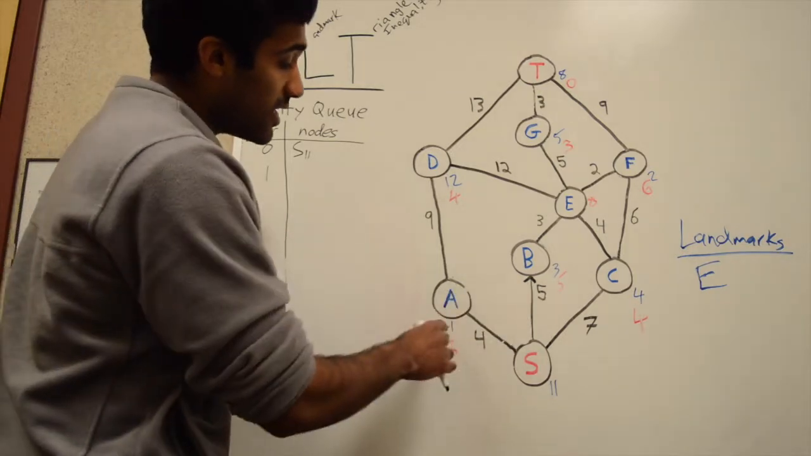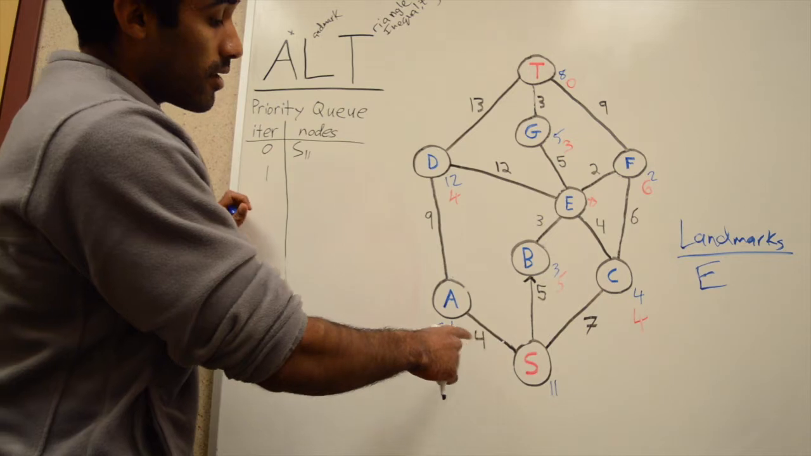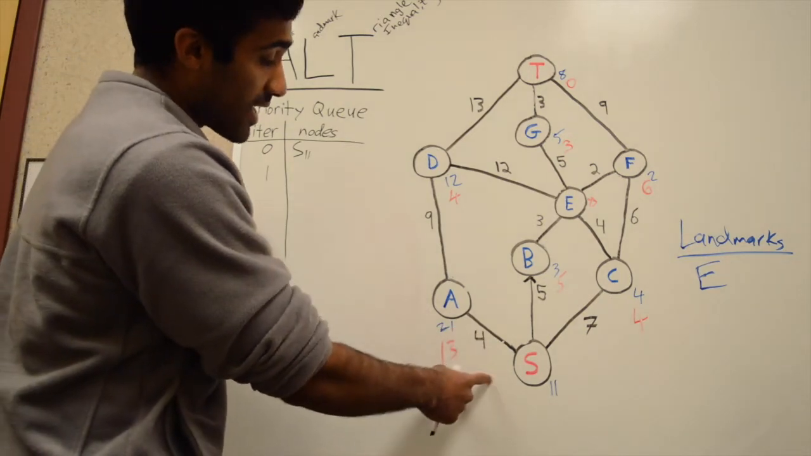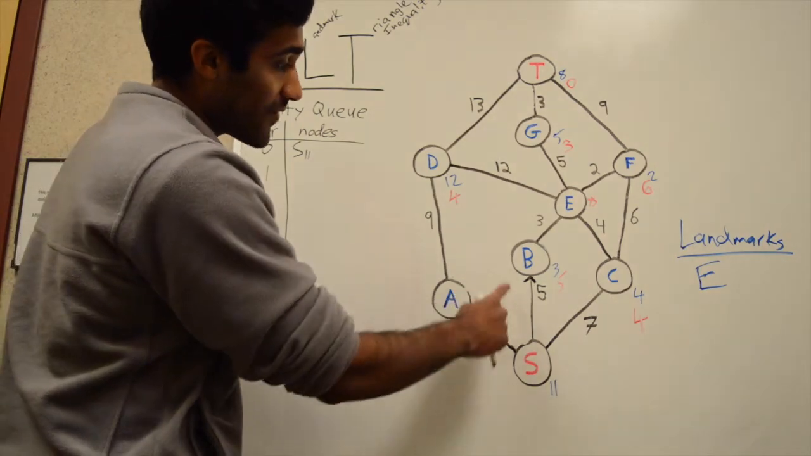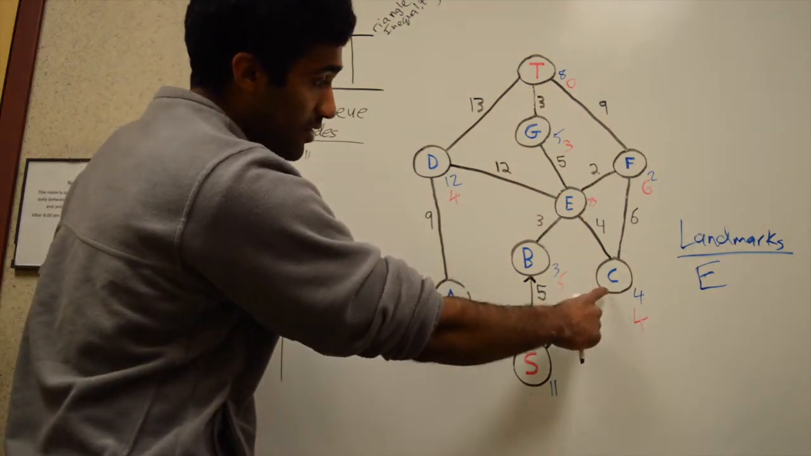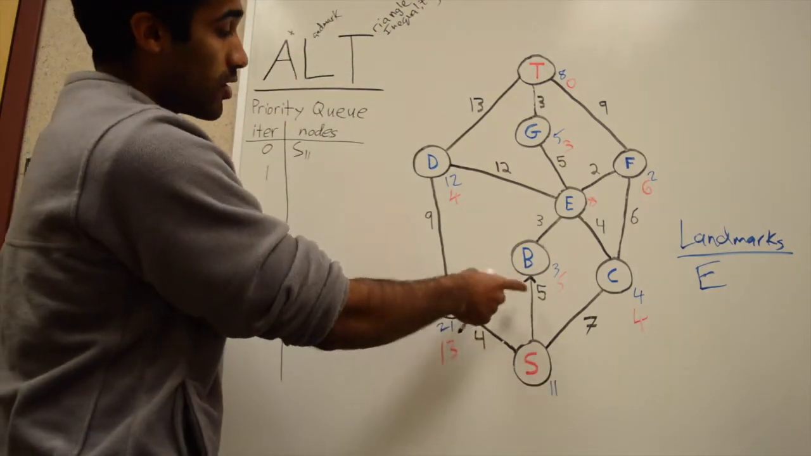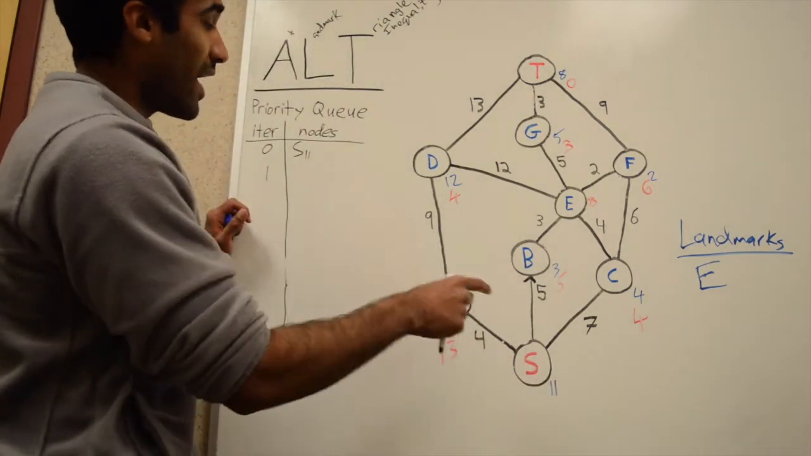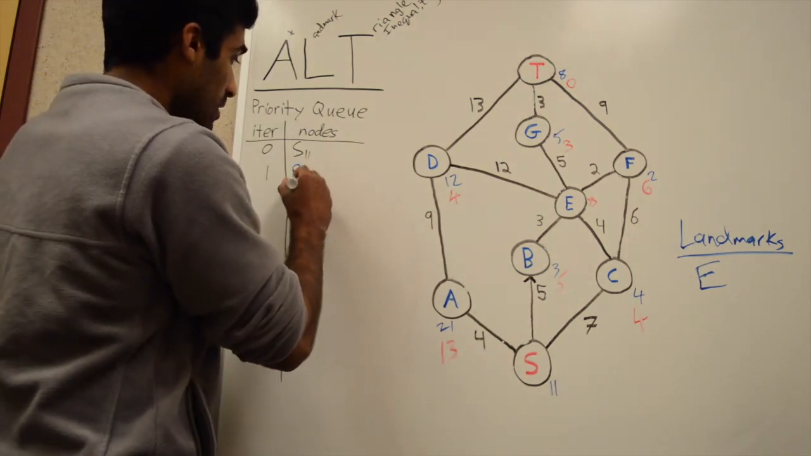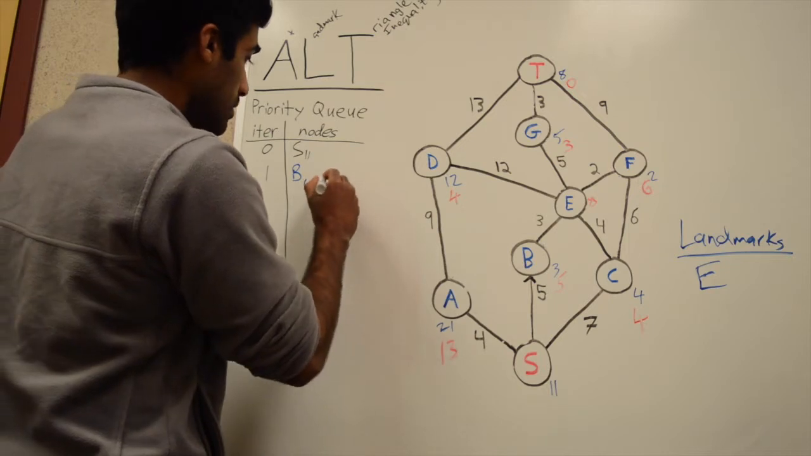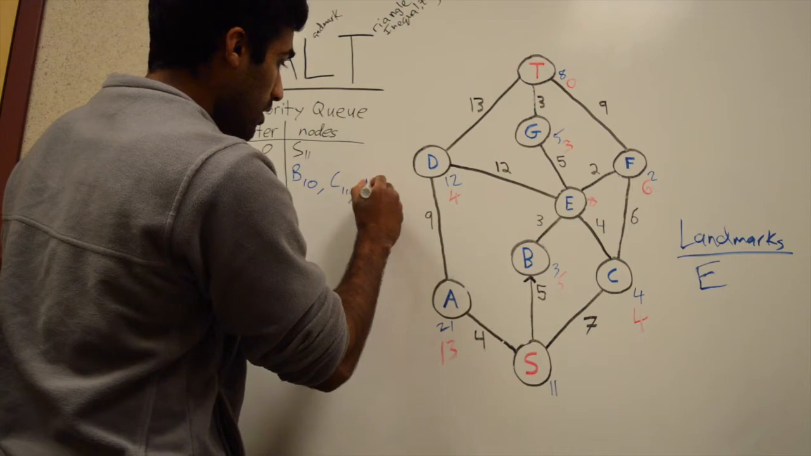So we're going to take each node's heuristic value, so for A it'll be 13, and also the node's distance from S, and add those together. So for A, that value will be 17. For B, that value will be 10. And for C, that value will be 11. And we're going to order such that the node with the lowest value is first in the queue. So we'll have B of 10, C of 11, and A of 17.